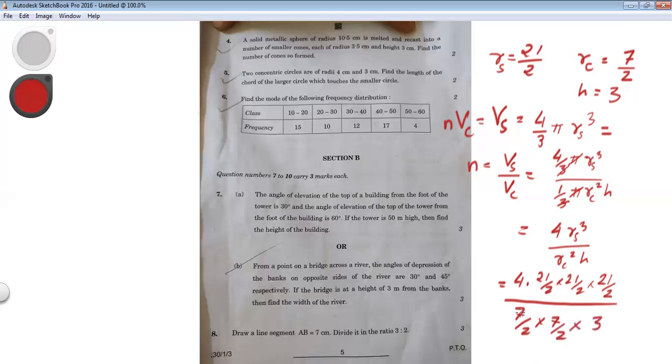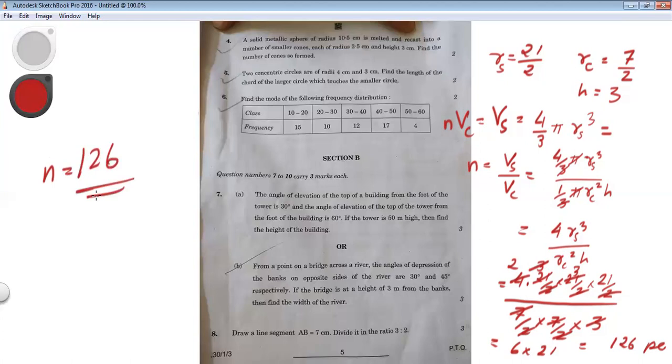Right? That's it. So the 2s get cancelled. This 2 cancels, this 4, you get 2. 7, 7 cancels, 7, 7 cancels, 3, 3 cancels. So therefore you are going to get 2 3s are 6, 6 into 21. And 6 into 21 is 126 pieces. So the value of n is going to be n equals 126. Okay. I hope you found the answer.